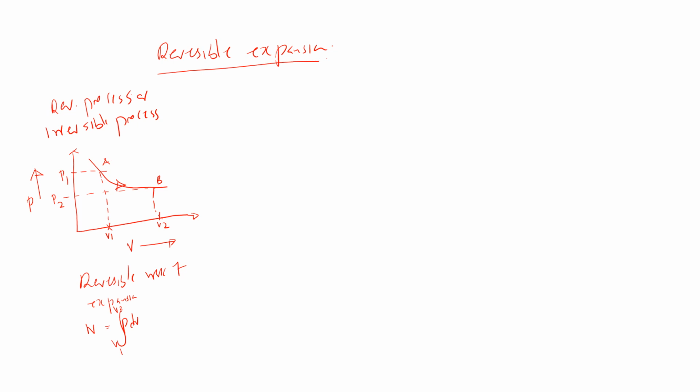And so we can then generally express the work done, reversible, to be equal to, remember these are negative, the integral from V1 to V2 of P dV. So that is what we have in this case.